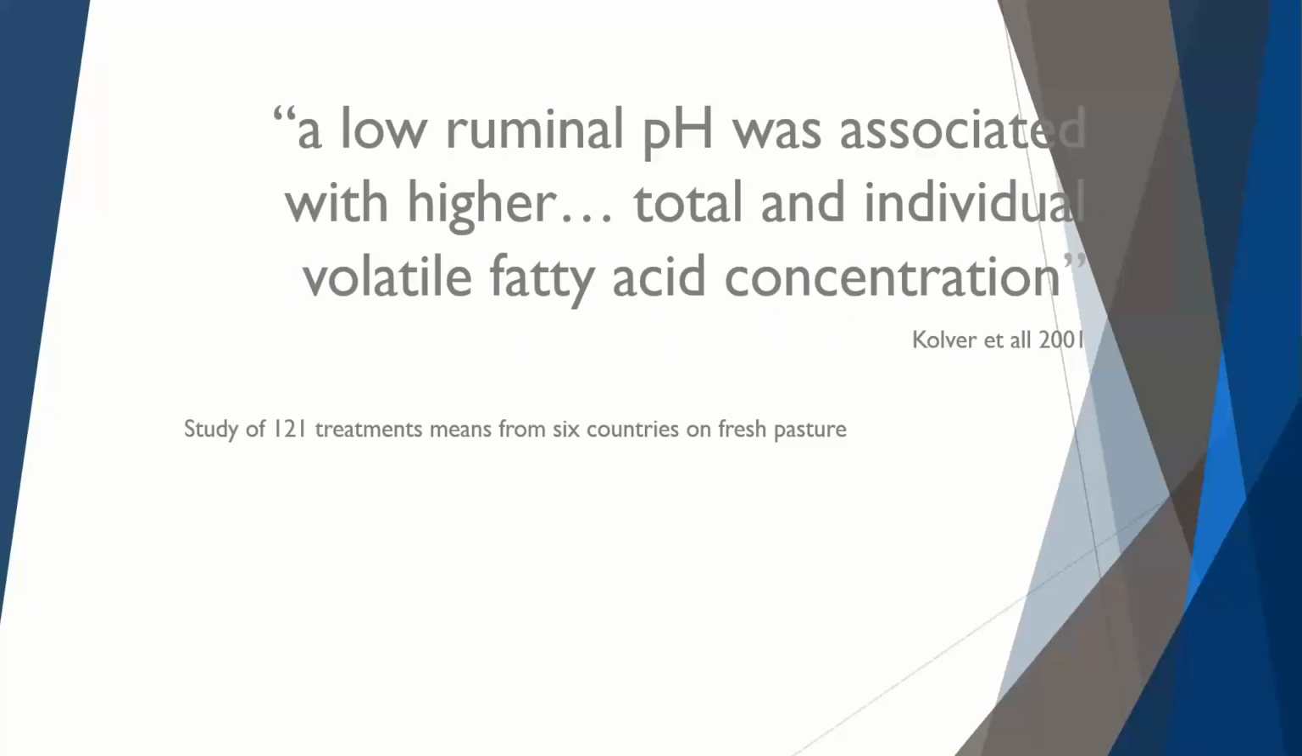And another one that we saw, once again dairy-based, but dairy-based out of New Zealand, where there's not much concentrate fed and basically a lot of grass. A lower rumen pH was associated with the high total and individual volatile fatty acid concentration. So this was a big one. It was through 121 treatments and through fresh countries, all on fresh pasture.